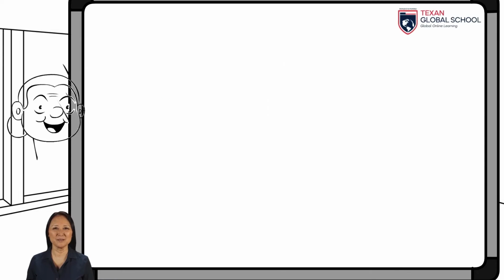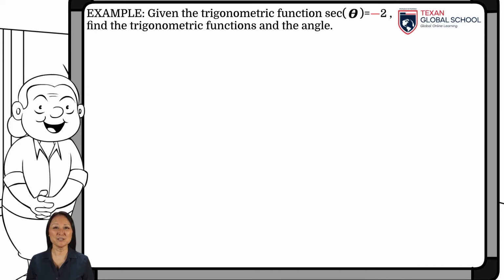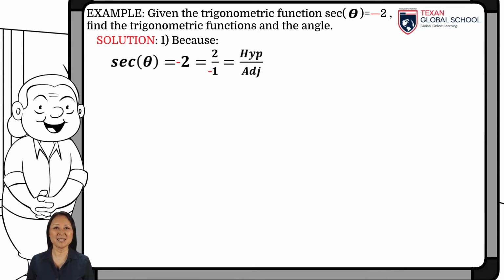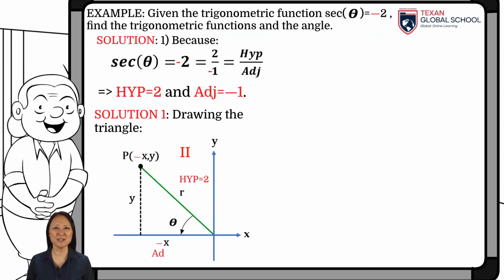Let's see an example. We will obtain the trigonometric functions given the secant of theta equal to -2. Remember that the secant is equal to the hypotenuse divided by the adjacent leg. Therefore, the hypotenuse is equal to 2 and the adjacent leg is equal to 1. Due to this ratio, we can have two possible solutions that fulfill this function. In quadrant 2 and in quadrant 3.